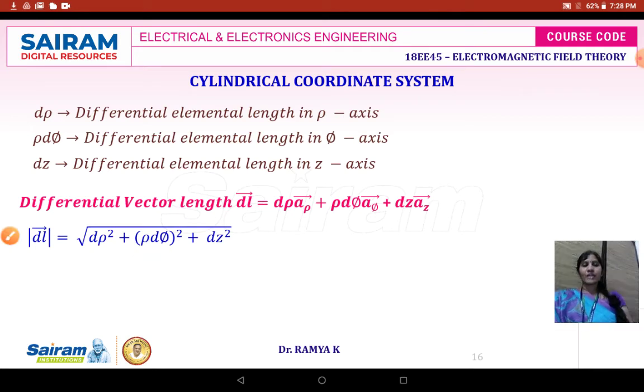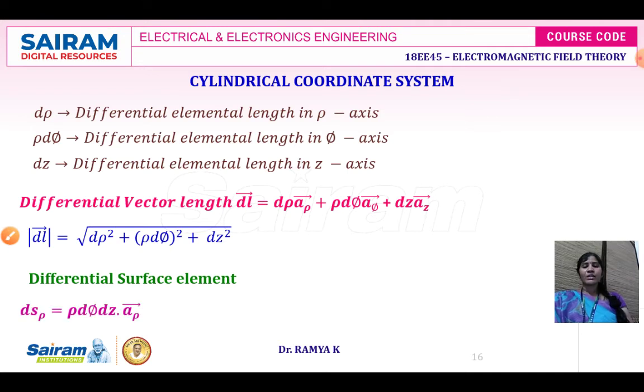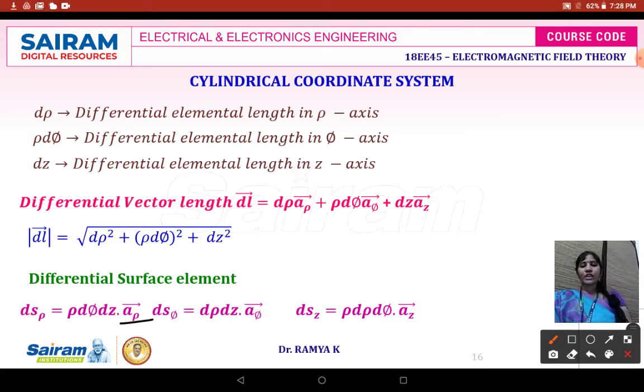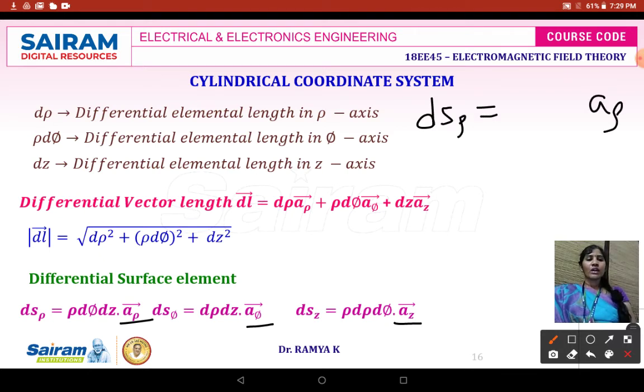Differential surface area. The differential surface element is defined as ds rho, ds phi and ds z. ds rho means it is in the direction of the a rho vector. ds phi means it is in the direction of the a phi vector, and ds z is in the direction of the az vector. So ds rho is all along your rho axis, therefore along the phi axis and z axis. So d phi and dz will come. But d phi will vary with respect to rho, so we need to write it as rho d phi dz.